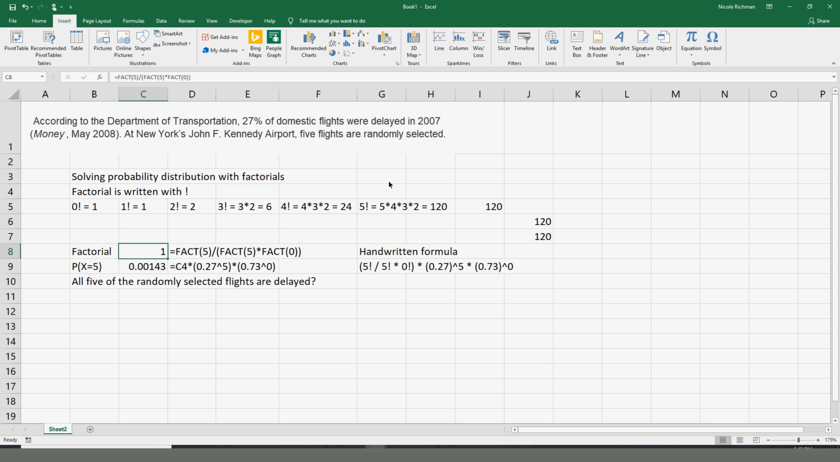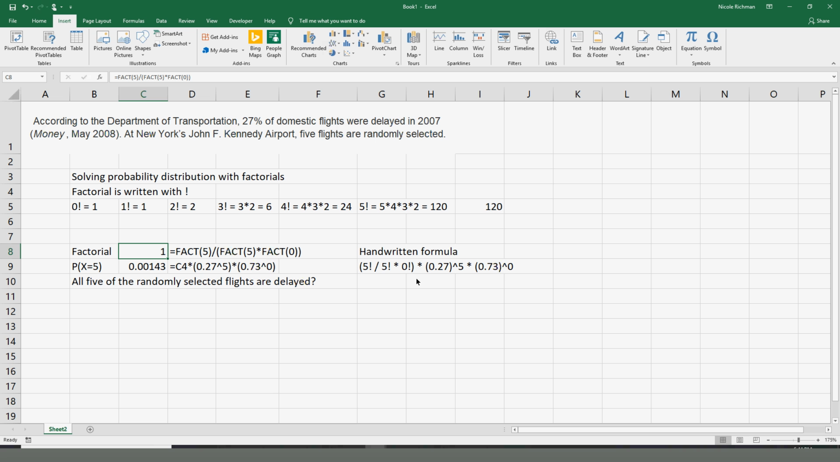But if you were to type it out, you would do equals fact 5 divided by fact 5 times fact 0. And you would get the same 1. But in this case, putting the formula in there helps so that we know if the situation were different, for example, we could still have the formula.